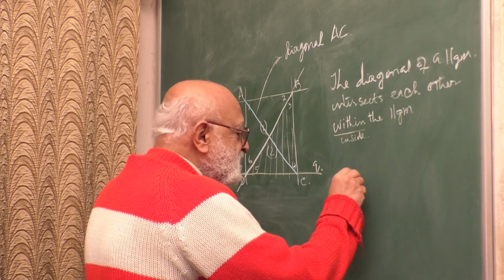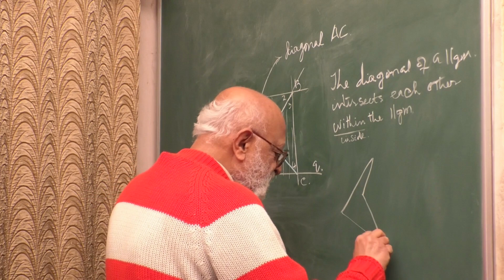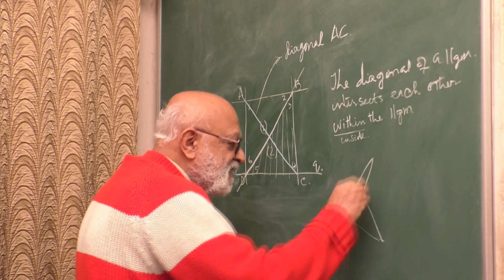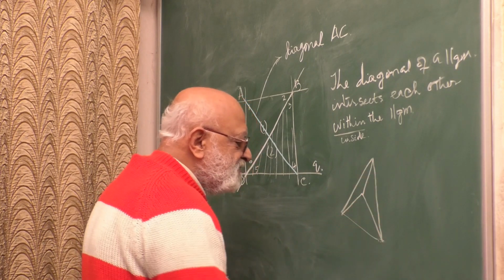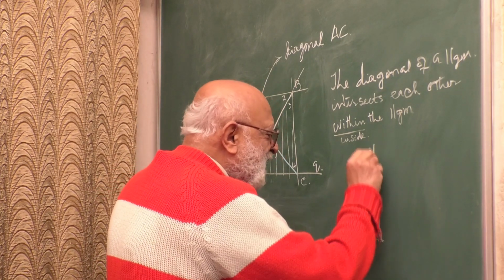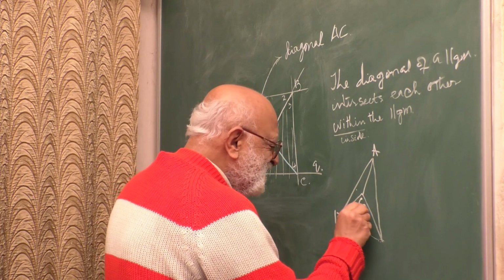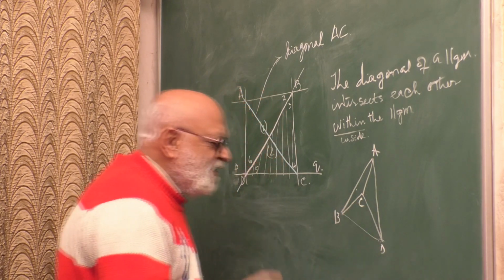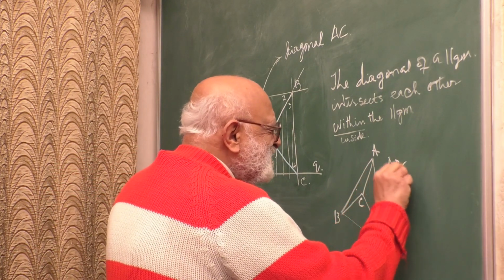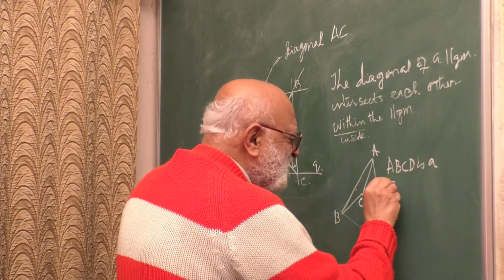Okay, what's its significance? Its significance is that if I have a quadrilateral like this, now if you see the diagonals, one diagonal is inside, but the other diagonal is outside. So even though it is a quadrilateral, ABCD is a quadrilateral.